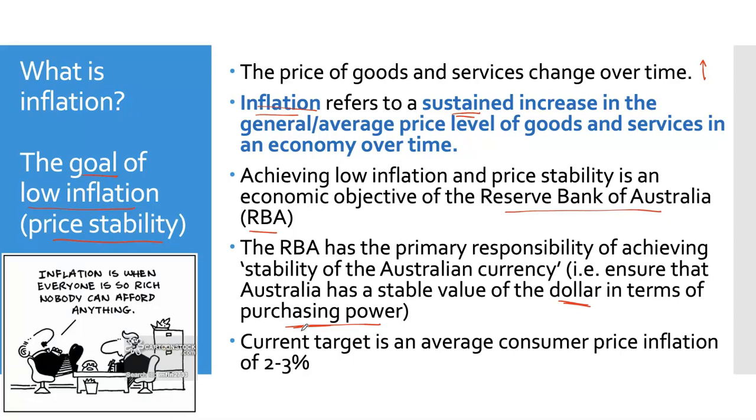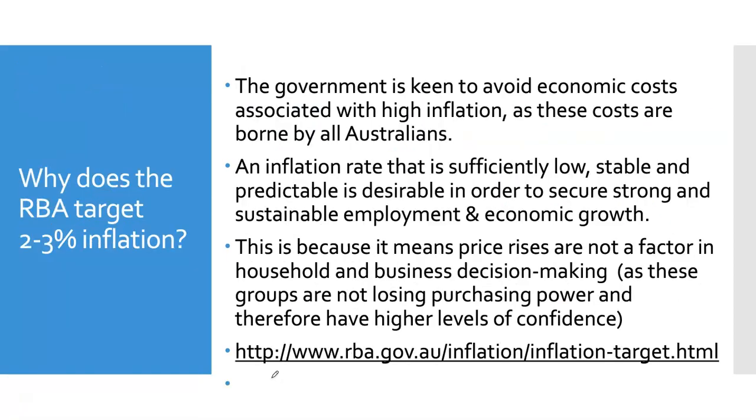Now, the current target of inflation is for it to be only 2 to 3% per year. So we would consider price stability to be occurring if prices rise between 2 or 3% per year. So why does the Reserve Bank of Australia target 2 to 3% inflation? Happy with price rises increasing by 2 to 3% per year.